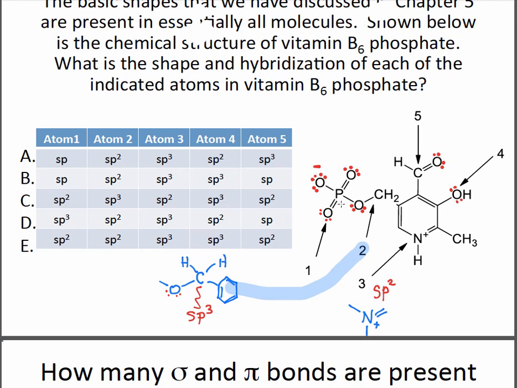But here's another phosphate group. Atom 1, oxygen, atom 2, this carbon, atom 3, this nitrogen, atom 4, atom 5. And by the way, when you're presented with a complicated looking multiple choice question like this, don't even look at the answers. Just go through and try to say, what's the hybridization on this? Write it down. What's the hybridization on this? Write it down. By the way, this is sp2, this is sp3.